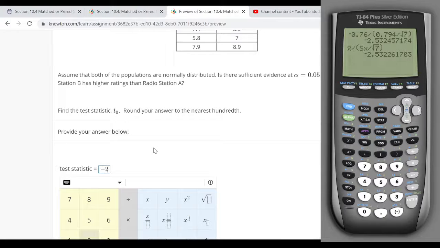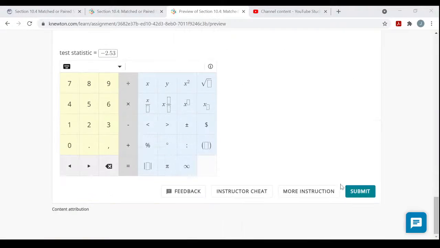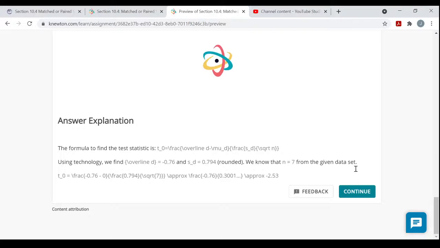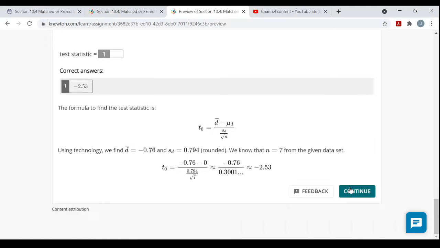Negative 2.53 is what I'm entering there. All right, and then I'm certain after this we'll be asked about the p-value. So let's continue.